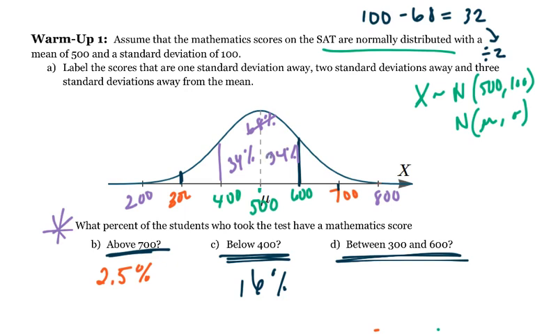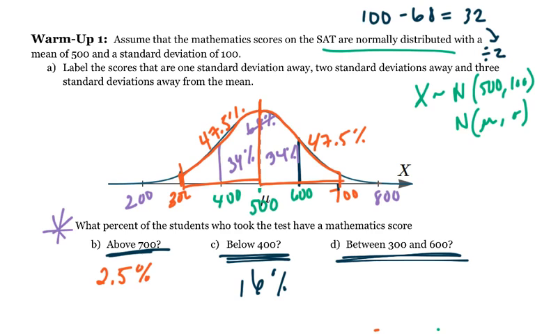Okay, now we can do the same thing with the second standard deviation. That represents 95%. And so from here, if all of this from 300 to 700 represents 95%, then half of that would be 47.5 on this half, from here to here, and on the other half, 47.5. Because when you add those up, you get 95.